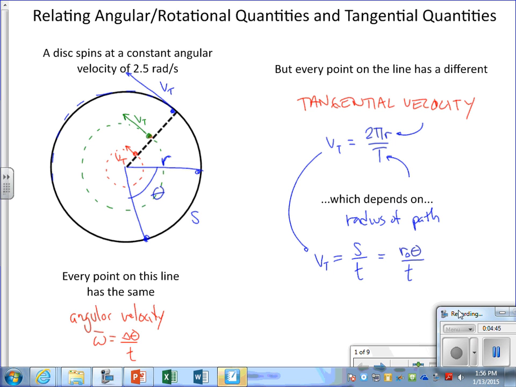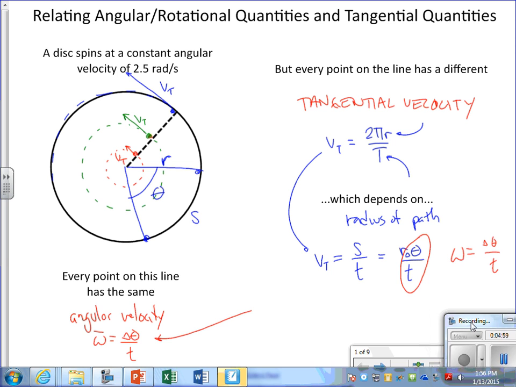And what you might notice is that we just came up with something that we defined last time, and that is, well, omega, right? Oh yeah, look. Omega is delta theta over t. So that means that we can relate tangential speed, linear speed, tangential velocity, whatever you want to call it, v sub t, as, well, r times omega.